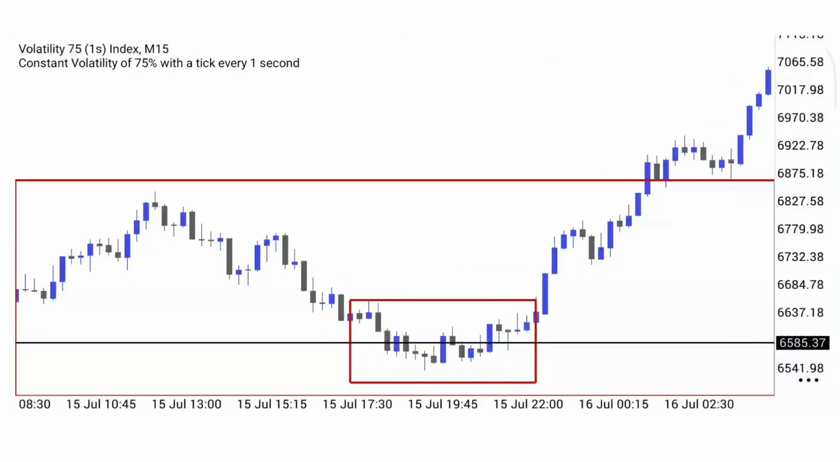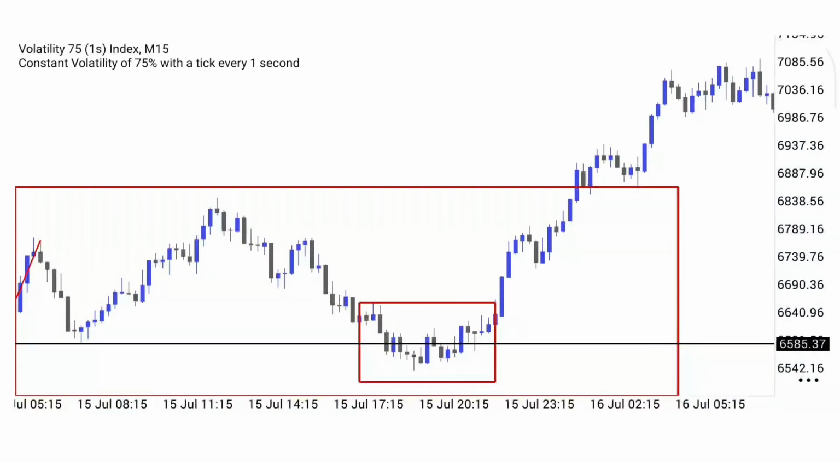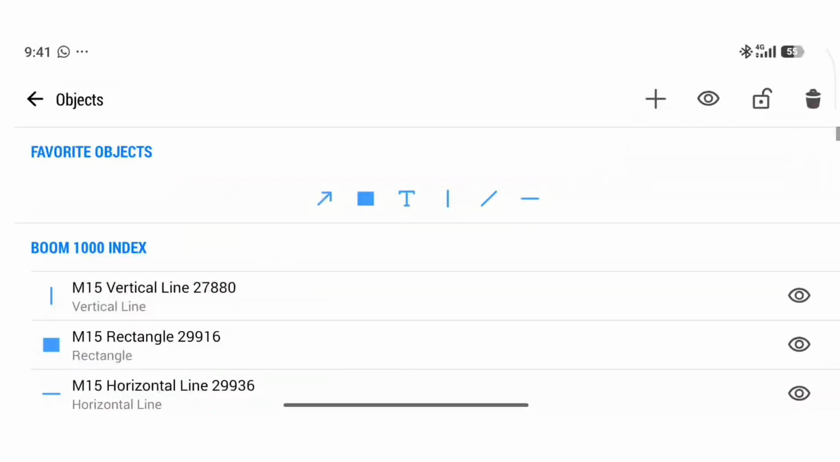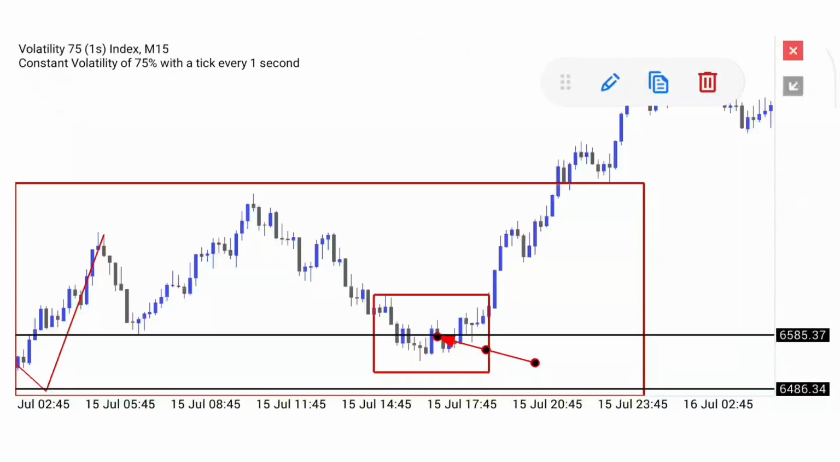look at this zone. What can you see there? If you have been following me for some time, you know what I can see there right now. What can I see there? What am I seeing there? I am seeing an engulfing candle.